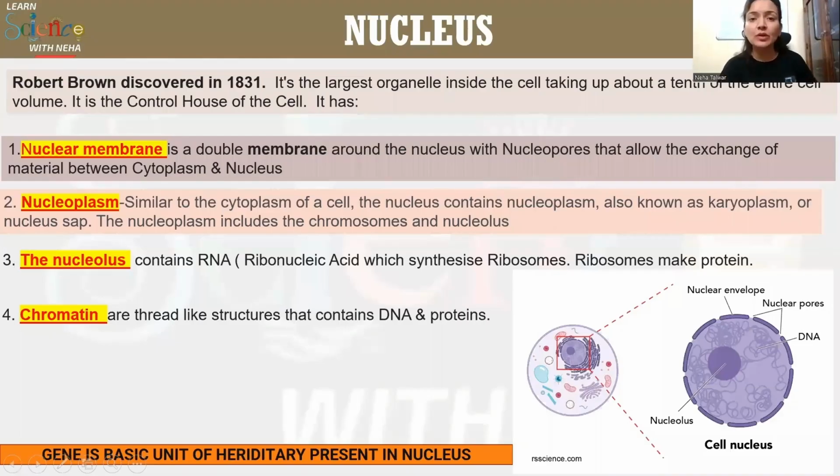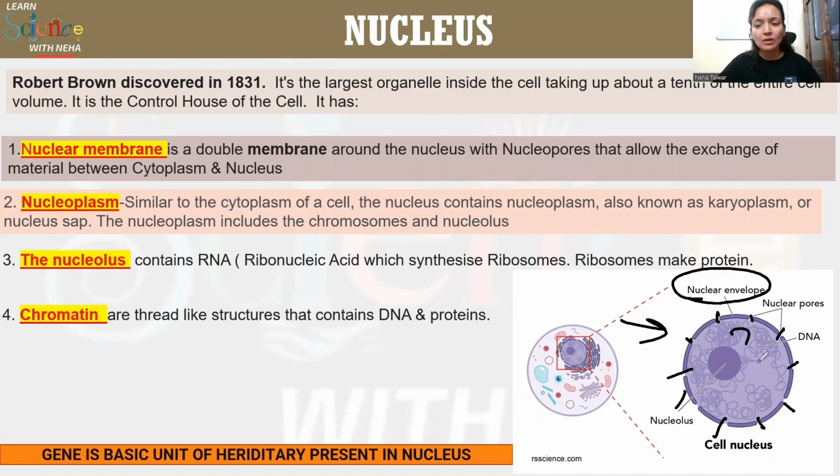So now comes the nucleus. The nucleus is the control house of the cell. The nucleus is a double membraned organelle. Not all organelles are double membraned. The nucleus has a double membrane and it has small pores from which materials will be exchanged. And now I am going deeper inside the nucleus. After the nuclear envelope, which is the double membrane, and the nuclear pores, you have got the chromatin material.